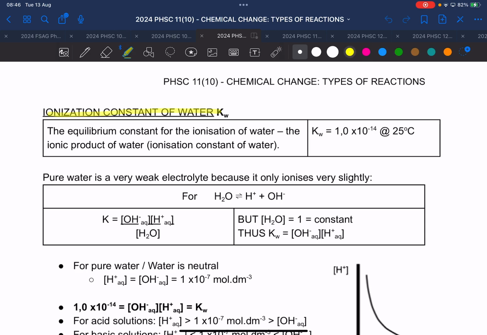Now this is a very important concept for you to understand. The ionization constant of water.